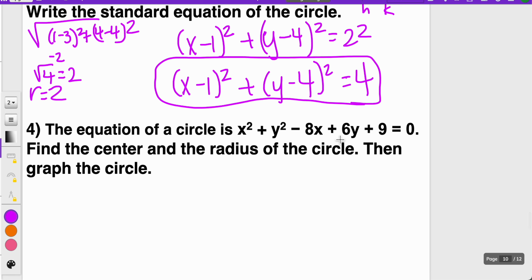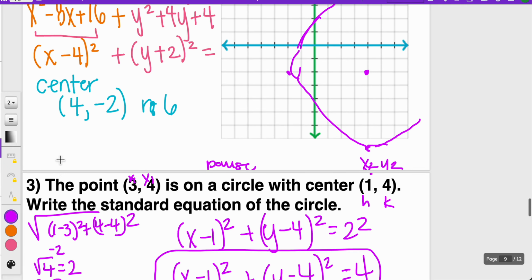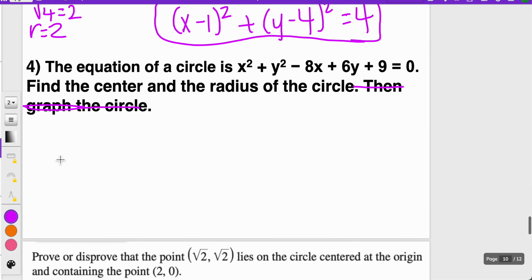Number 4, the equation of a circle is x squared plus y squared minus 8x plus 6y plus 9 equals 0. Find the center and the radius. I'm not going to have you graph this one. If you did graph it, congratulations, but that is okay. You probably already know how to graph what points go where and how to sketch that based off of this example I did here, okay?